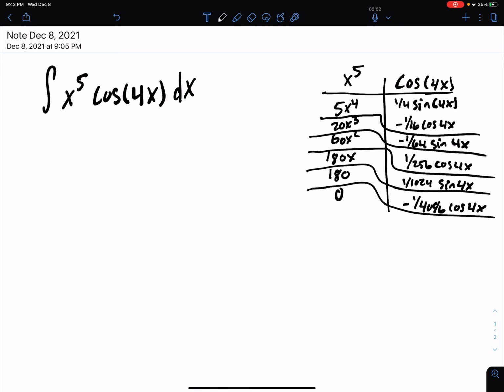I'm just lining up the terms that I need to focus on. It's always going to alternate. After you're done with one set, it's going to alternate signs. So plus minus plus minus plus.